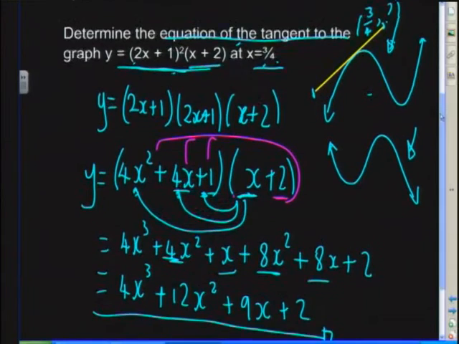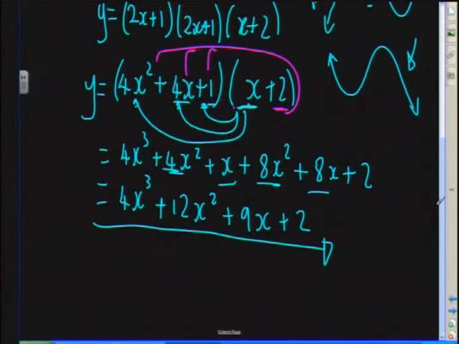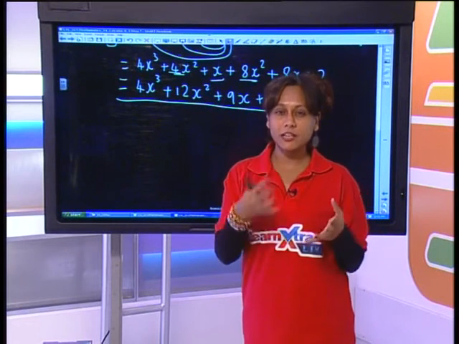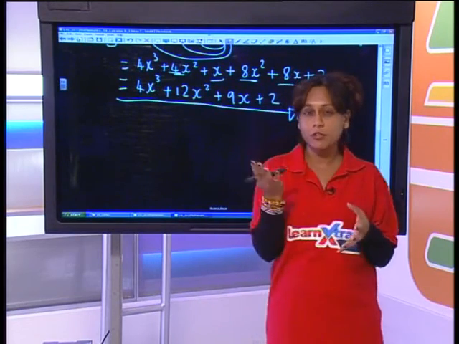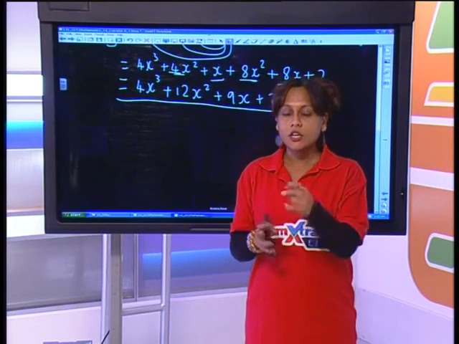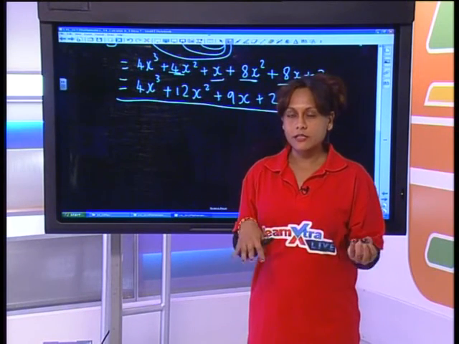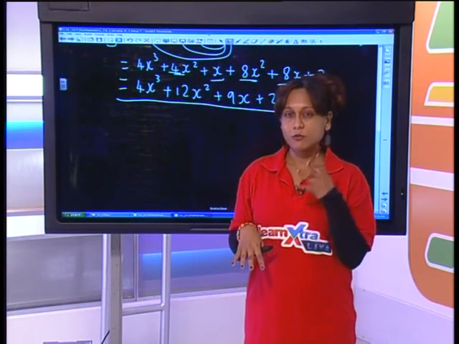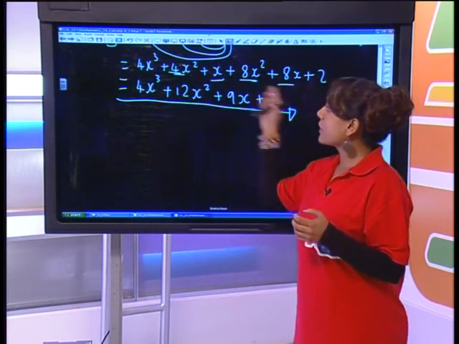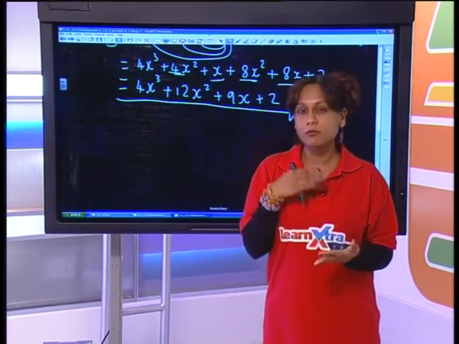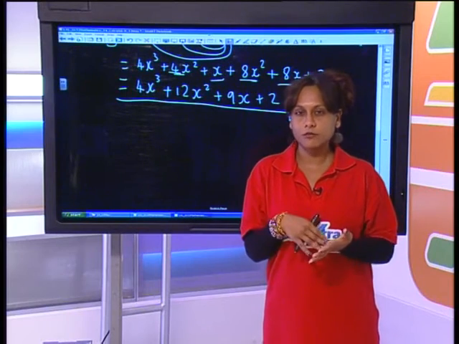Now remember, once we've simplified all of this and we've got our expression out, we need to find the gradient of the tangent. Because remember your equation of the straight line is y is equal to mx plus c. So you need to find the gradient of the tangent. And how are we going to do it? We've only got the equation for the cubic function. So how do I find the gradient of the curve?